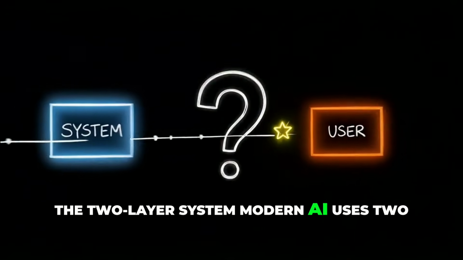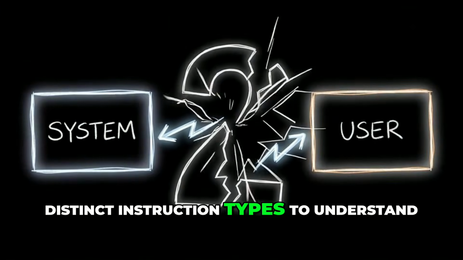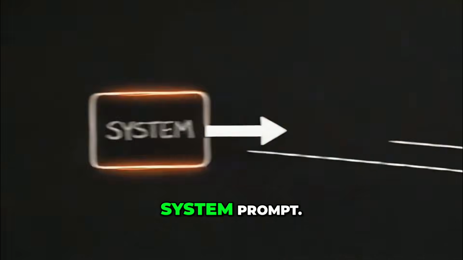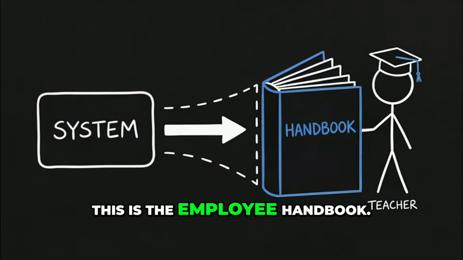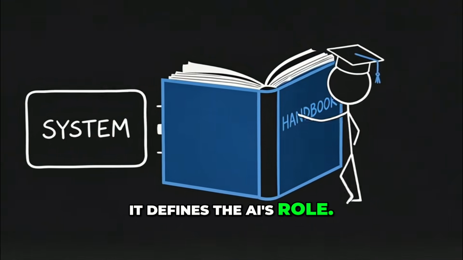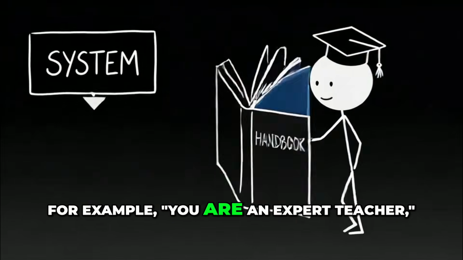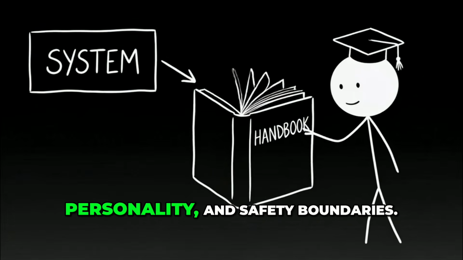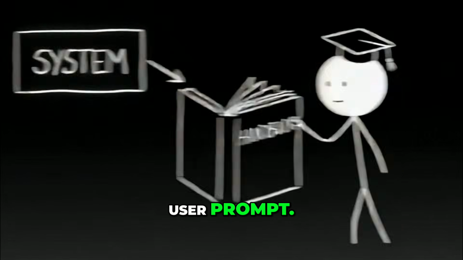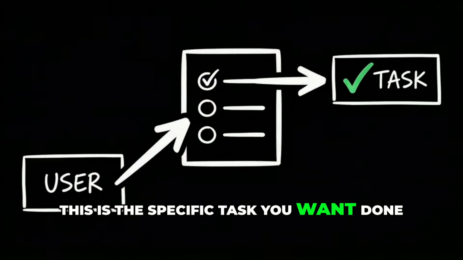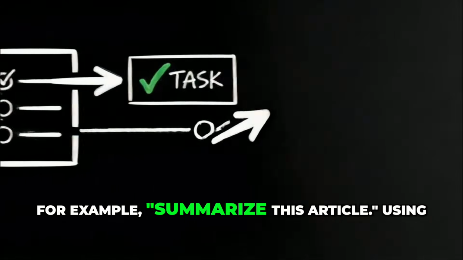The Two-Tier System. Modern AI uses two distinct instruction types to understand what you want. System prompt. This is the employee handbook. It defines the AI's role, for example, you are an expert teacher, personality and safety boundaries. User prompt. This is the specific task you want done right now. For example, summarize this article.